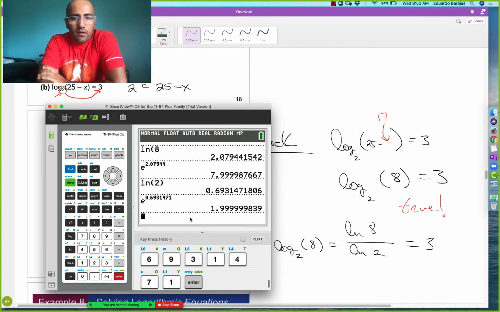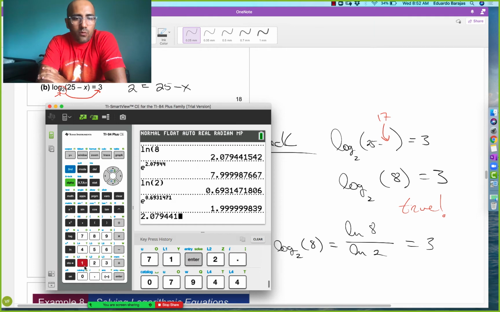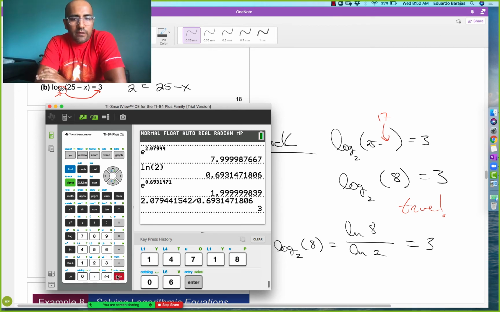Okay, so now the numerator is 2.07944, this number, divided by 0.693, this decimal right here. The division of those two is going to be pretty close to 3. Right, so 2.079441542 divided by 0.69314718006. Pretty close to 3.